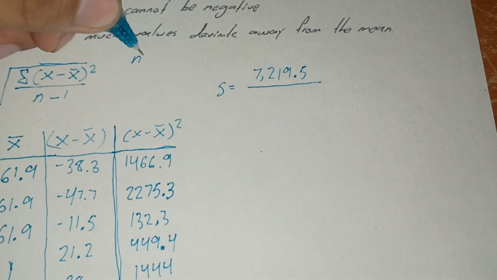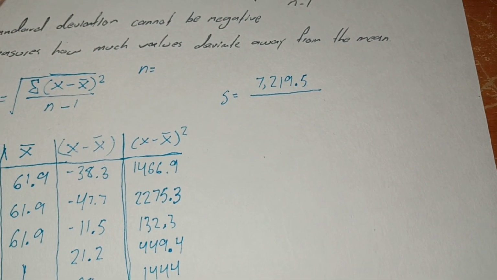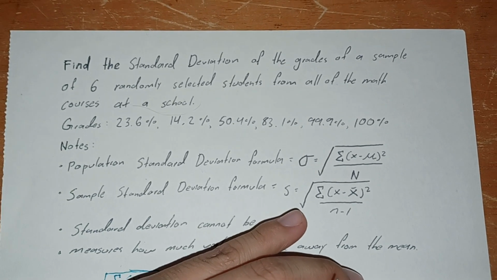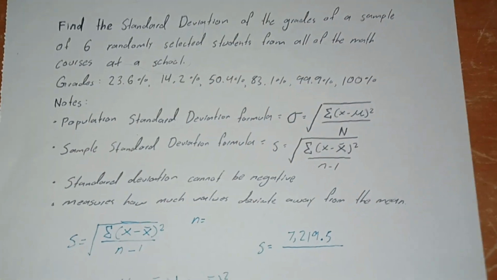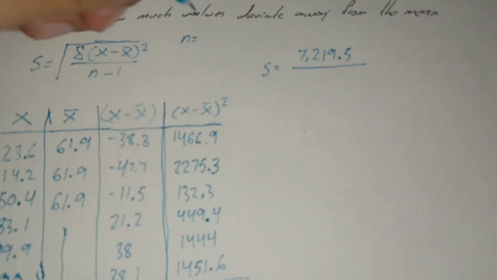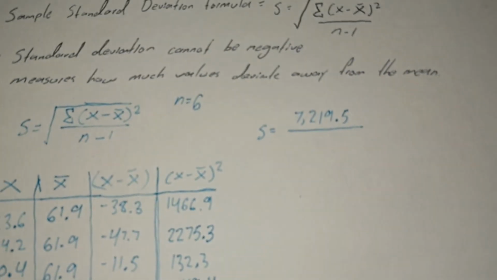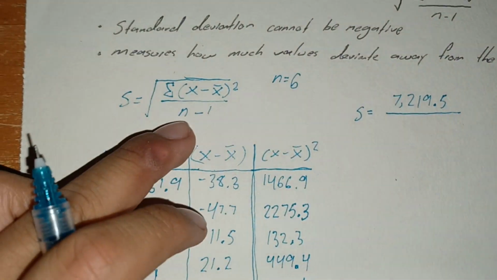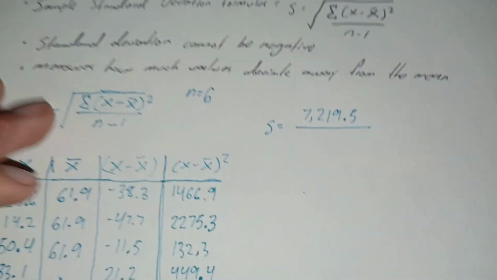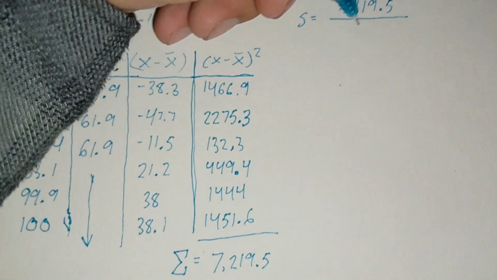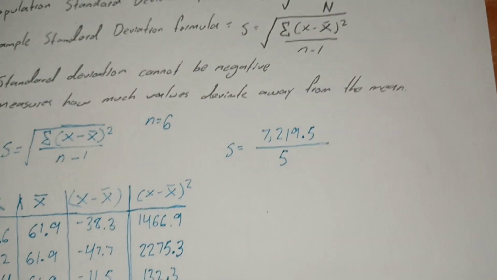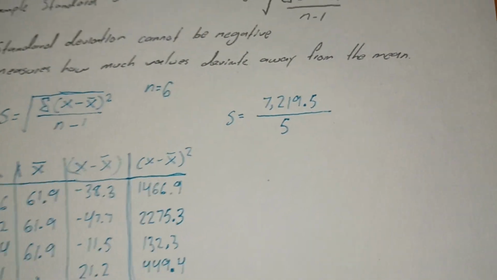Now, our sample size. Lowercase n is our sample size, uppercase N is our population size. Our sample size is a sample of 6 randomly selected students. So our sample size is going to be 6 because it's in the problem. But what do we have to do to 6? The equation wants us to take 6 minus 1. That is going to give us 5. So let us divide this now.